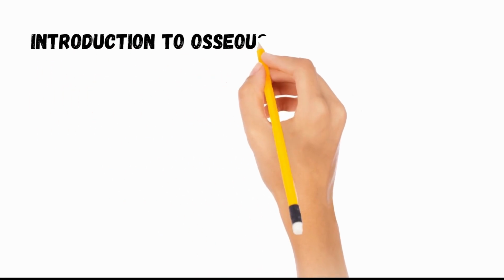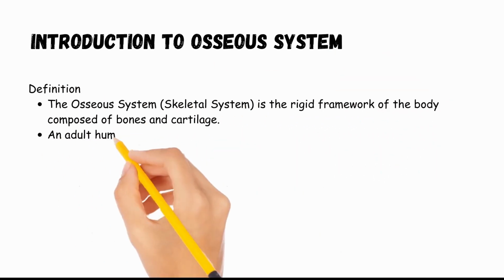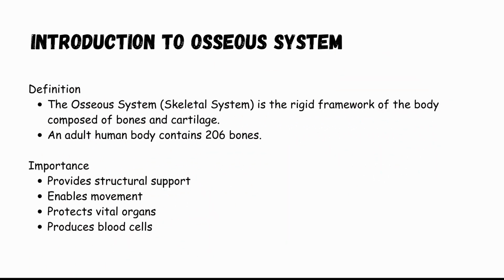The osseous system, also known as the skeletal system, is the framework of the human body. It is composed primarily of bones and cartilage. An adult human skeleton contains 206 bones. In newborns, the number is higher because some bones fuse together during growth. The skeletal system is not just a rigid structure. It is living tissue that grows, repairs, and constantly remodels itself. It plays a crucial role in support, protection, movement, blood formation, and mineral storage.